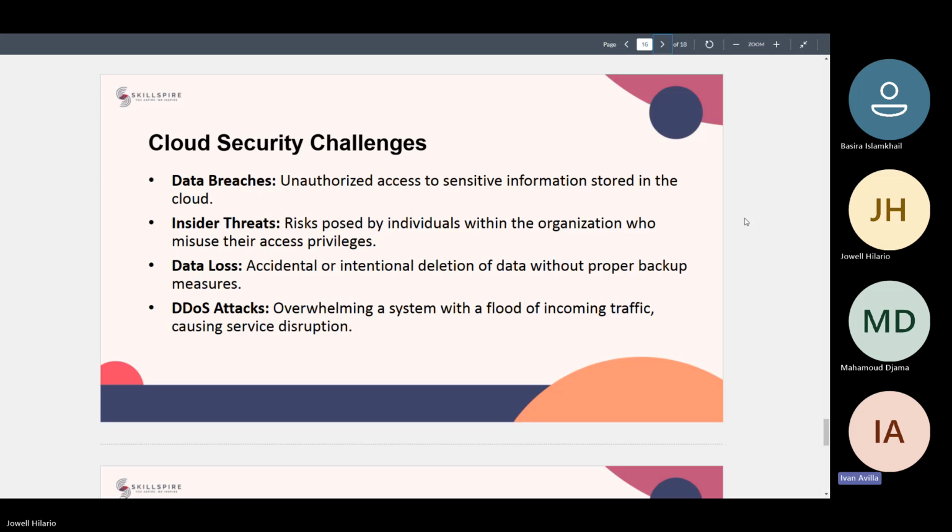DDoS. So this is one where it could be something that is covered by the cloud service provider.